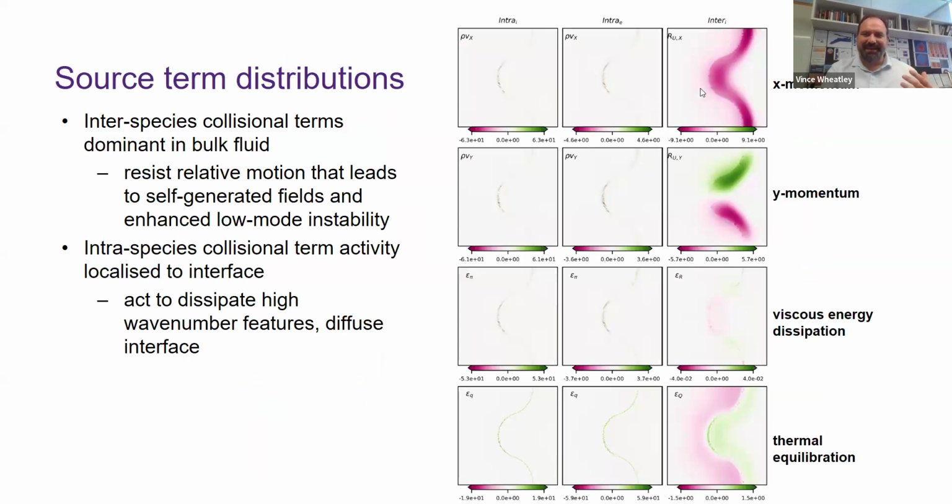And we can really see the action of the various collisional terms in the Braginskii equation. So these first two columns are intraspecies collisions in ions and electrons. The last column is interspecies collisions in the different conservation equations. So we see those interspecies collisions are dominant in the bulk, arresting that large-scale relative motion between species, while the intraspecies collisions are active in dissipating those high wave number features on the interface.